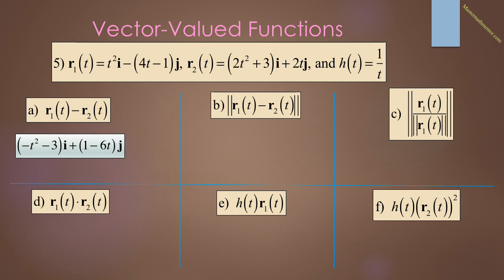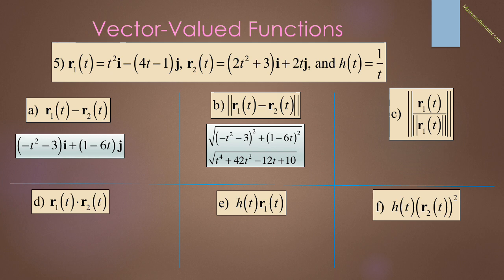A reads r1 of t minus r2 of t. We've done this type of problem before. We simply subtract the i components and the j components. So we get (negative t squared minus 3) i plus (1 minus 6t) j.